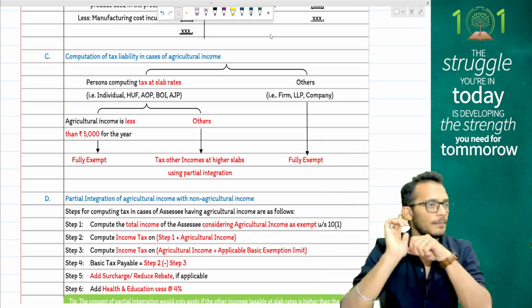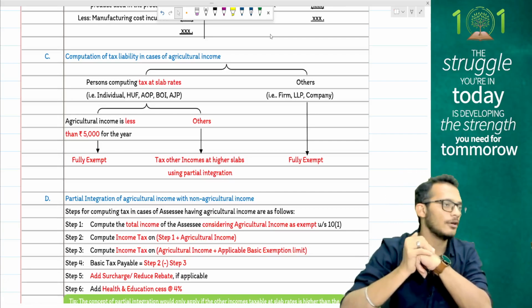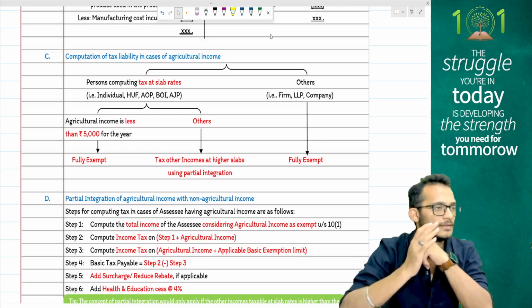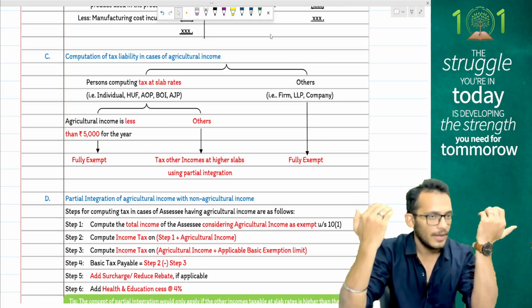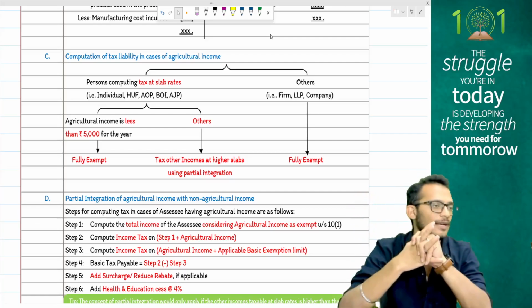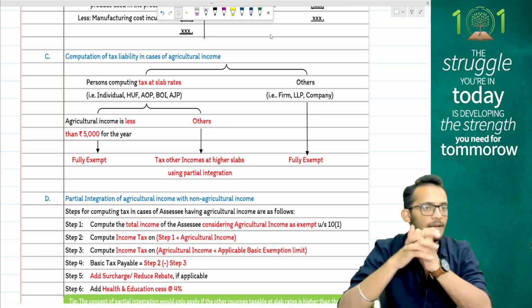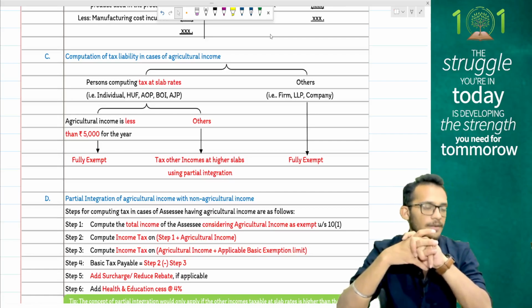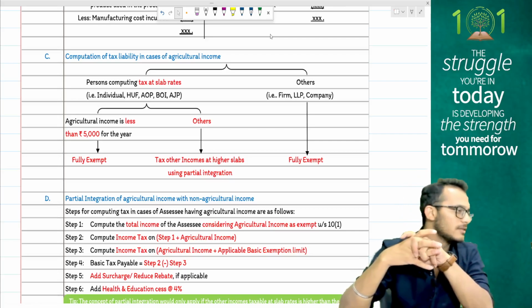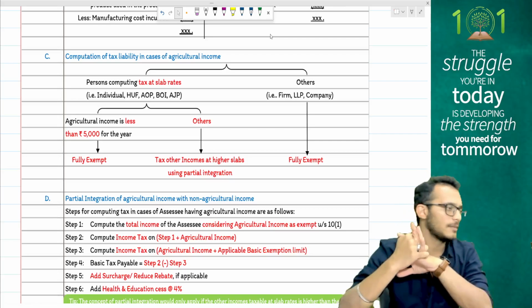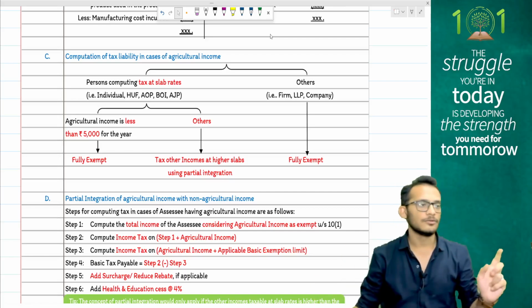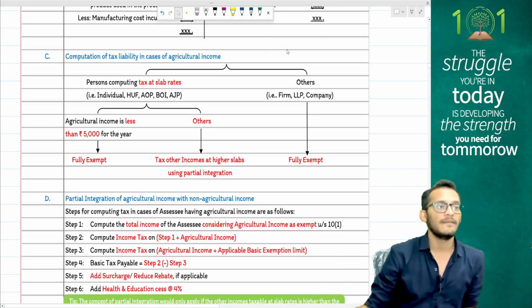Because then also your tax will remain the same. In all those cases, you can choose to exempt partial integration, and you can directly compute tax on the whole number as it is. Yes or no? This is your partial integration concept of agricultural income. Any doubts till here? Are we clear?